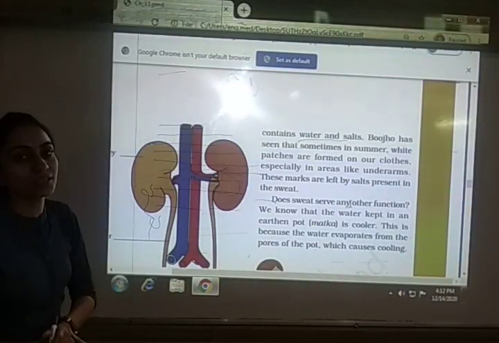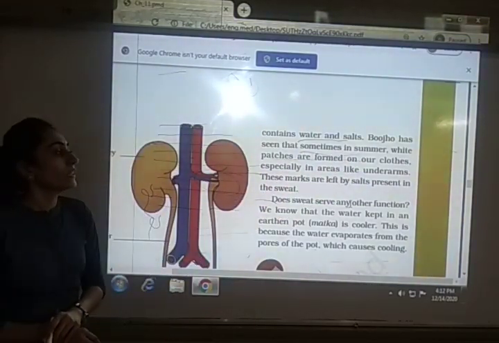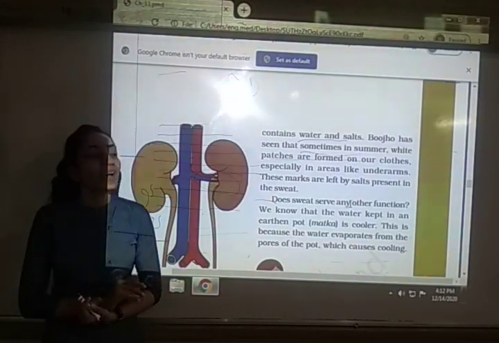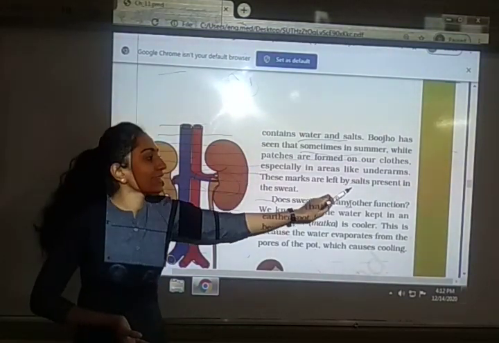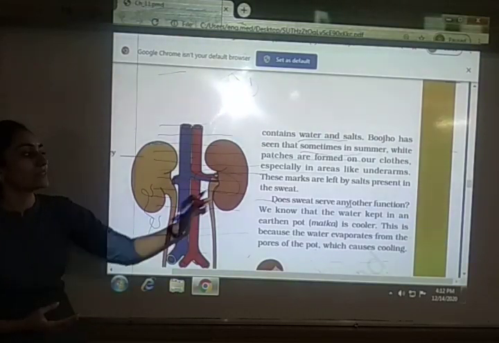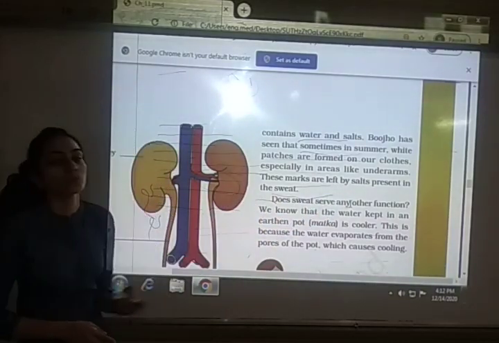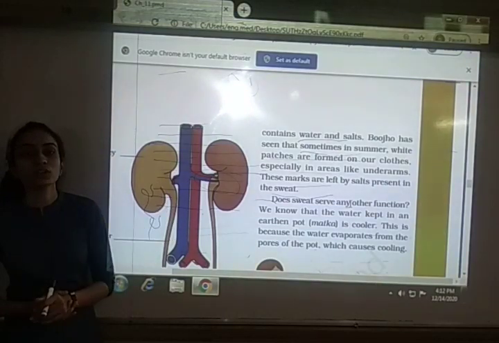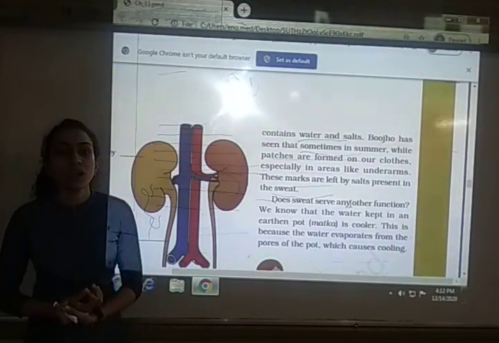Boojho has observed that sometimes in summer white patches are formed on clothes. If you observe dark clothes, you can see clearly that on summer days white patches can be seen, especially in areas like the underarms. These white marks are left by the salt present in the sweat, and in hot summer days we sweat a lot, so we find these white marks on our clothes.